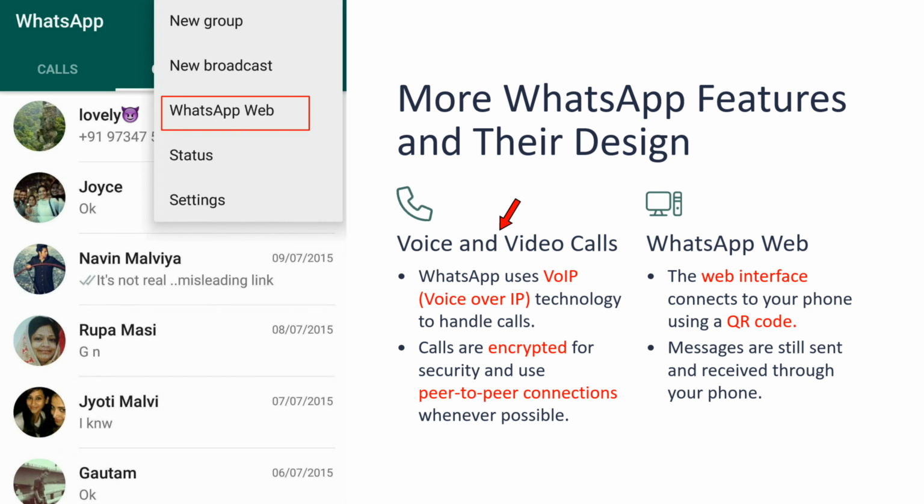Next one is voice and video calls. WhatsApp uses VoIP technology to handle calls. Calls are encrypted for security and use peer-to-peer connections whenever possible. Next one is WhatsApp Web. The web interface connects to your phone using a QR code. Messages are still sent and received through your phone only.